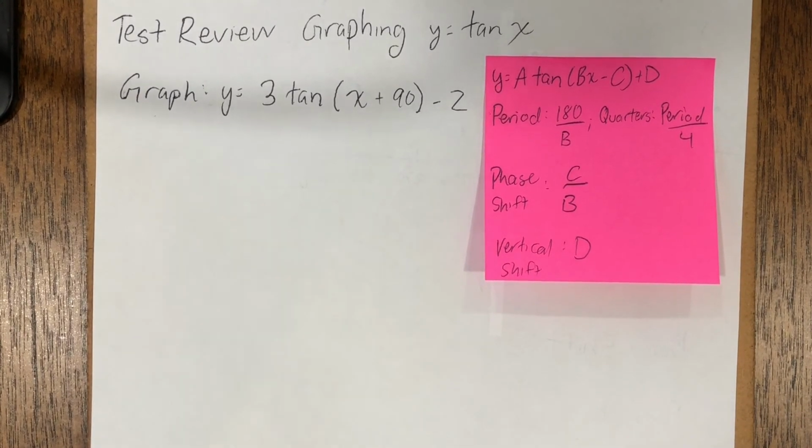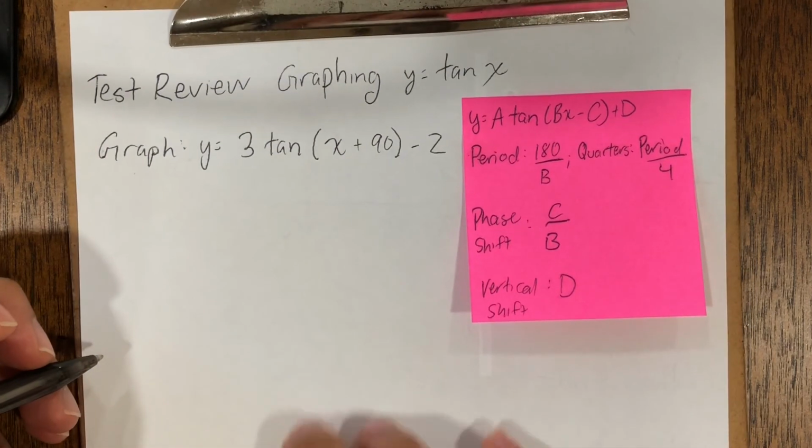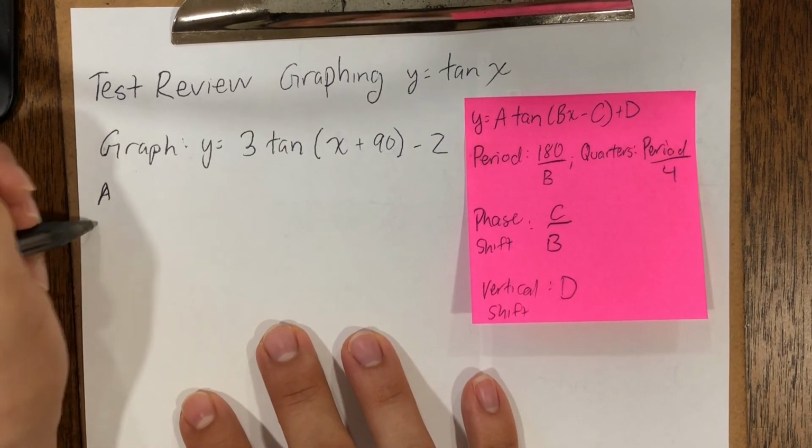In this video, we're just going to take a look at a quick test review on graphing tangent of x. All right, so let's get started with the first one. For the first one, we're going to graph y equals 3 tan of (x + 90) minus 2. Now I'm going to label all my numbers for A, B, C, and D.